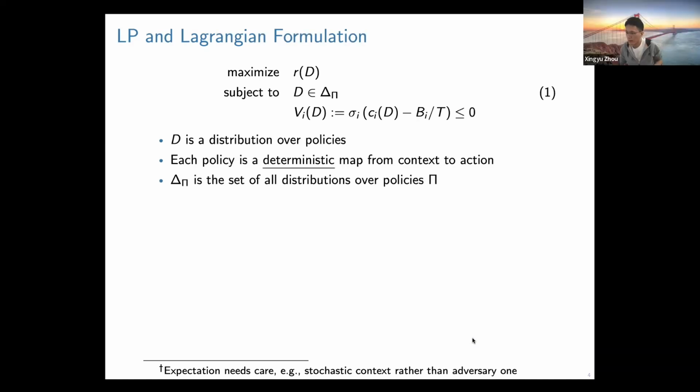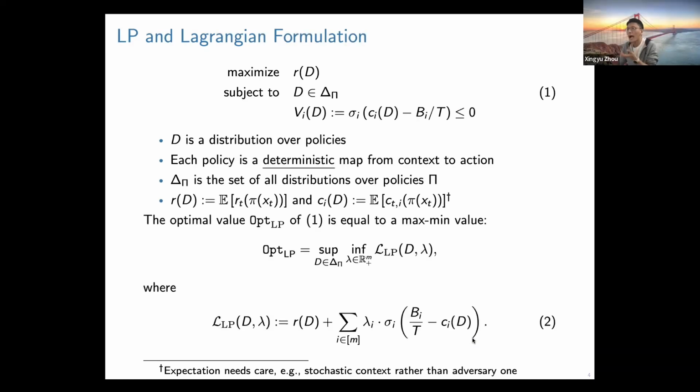Okay. So, we have this kind of LP, right? And the optimal value of the LP is basically equal to this max-min value of your Lagrangian. And what does this mean? It basically means that we want to find the center point of the Lagrangian, right? Basically, it is the center point of the Lagrangian. And how can we find, or maybe even approximate, the center point of the Lagrangian? How to find it, right?